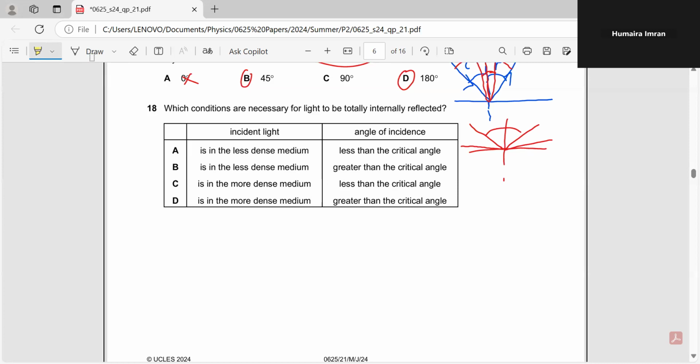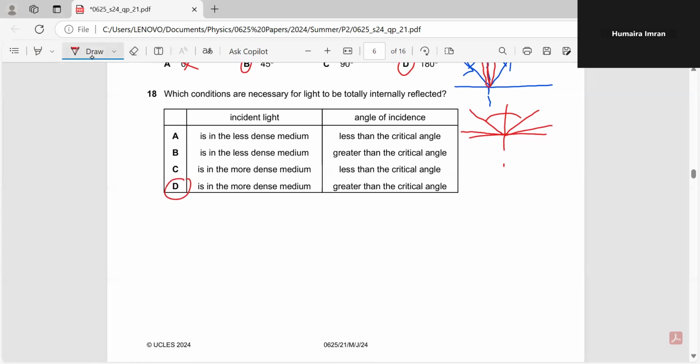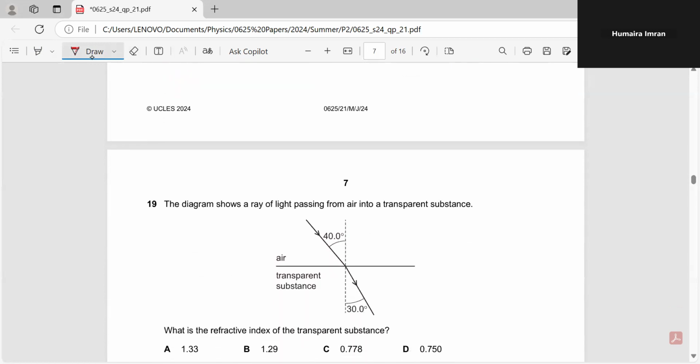So here in these options, if we look for the more dense medium, the incident light is in the more dense medium in the last two options, C and D. But the angle of incidence should not be less than the critical angle. It should be greater than the critical angle. So what is our best option? That is option number D. Okay. I hope that this question is very clear to you now.